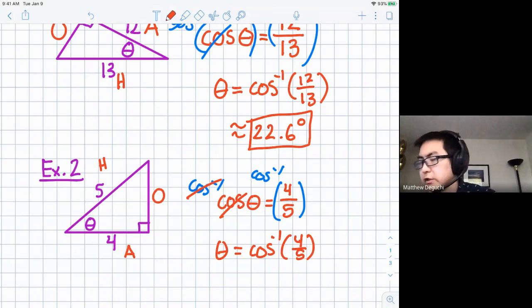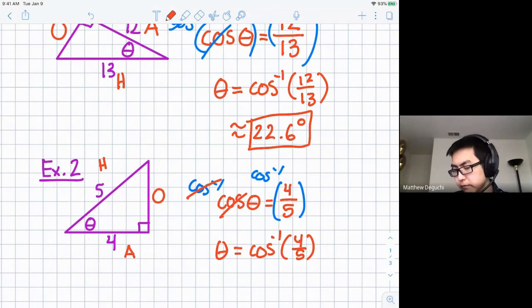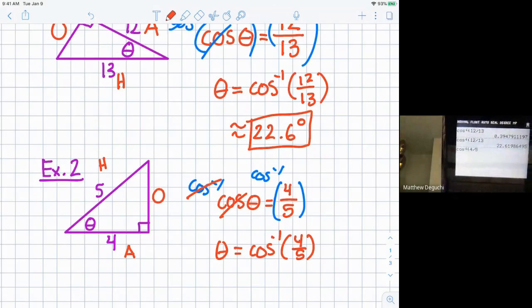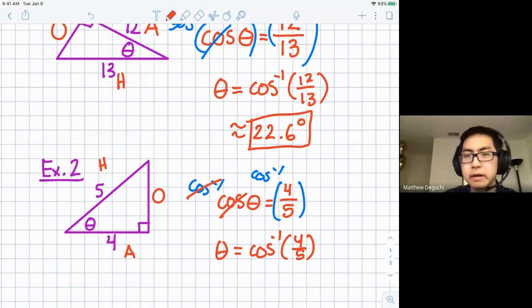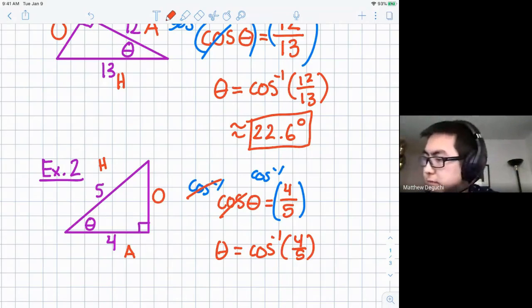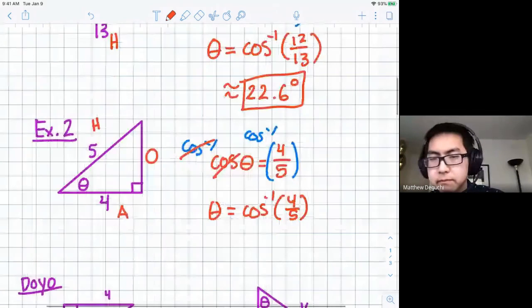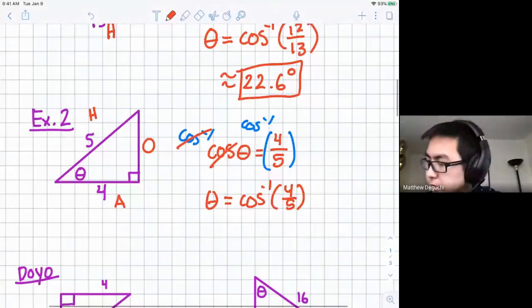Put this into your calculator. So cosine inverse of 4 divided by 5. If you take a look at my screen, cosine inverse of 4 divided by 5. And you should have gotten 36.9 degrees. Yeah, Turner, round to the nearest tenths.